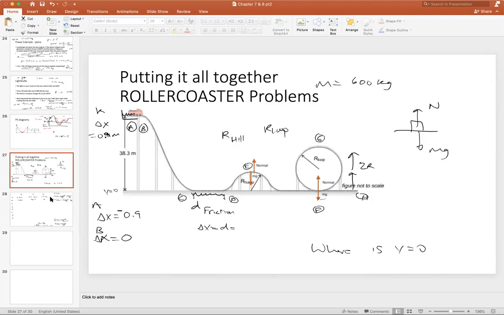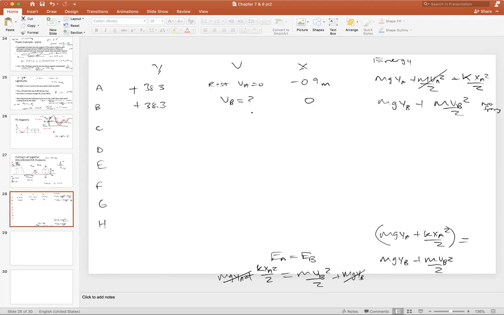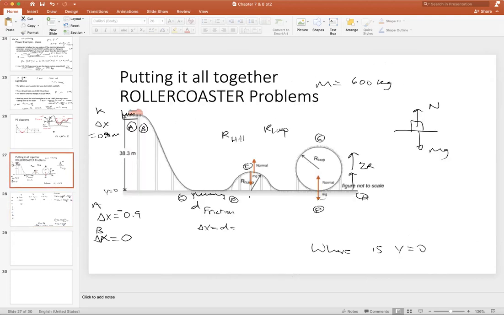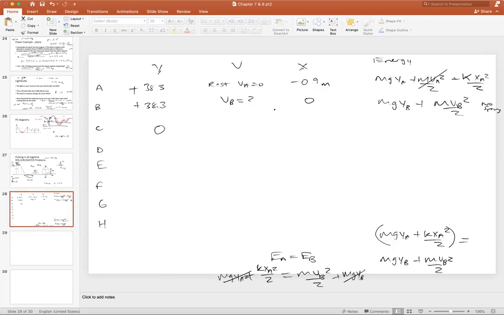When we drop, the only thing you need to remember is that y is now 0. We've decided that y was 0 at C. This doesn't matter anymore because there's no more springs. So we don't need to worry about x except for A. We can dump all those. vC is going to be greater than vB, but the energy at A is equal to the energy at B is equal to the energy at C.